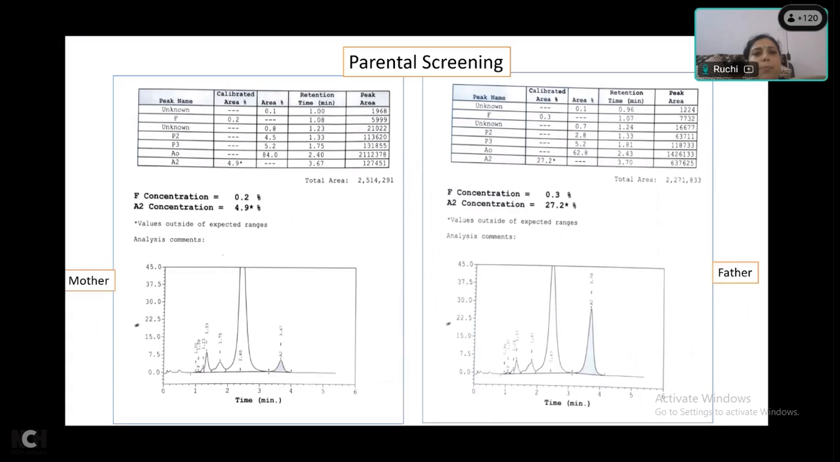And so the mother's A2 is 4.9, so thal trait. Yeah. So mother is a heterozygous beta thalassemia and father is a... Father. May I ask Sarangi. Sarangi, what does the father look like? Intermediate. Father looks like... What does the HPLC tell you?